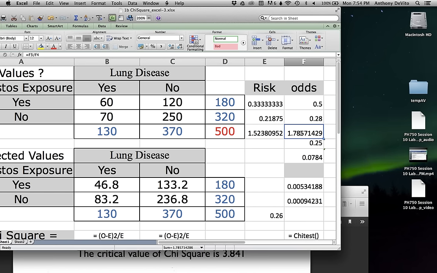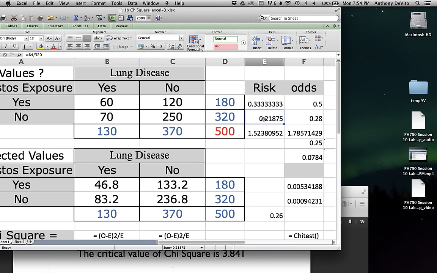Now we have to figure out: if asbestos doesn't cause lung disease, what would you expect the risk ratio to be? Not zero. You got the right idea, though. Not zero. You'd expect it to be the same, one. In other words, the risk for people that were exposed is the same as the risk for people that weren't exposed.